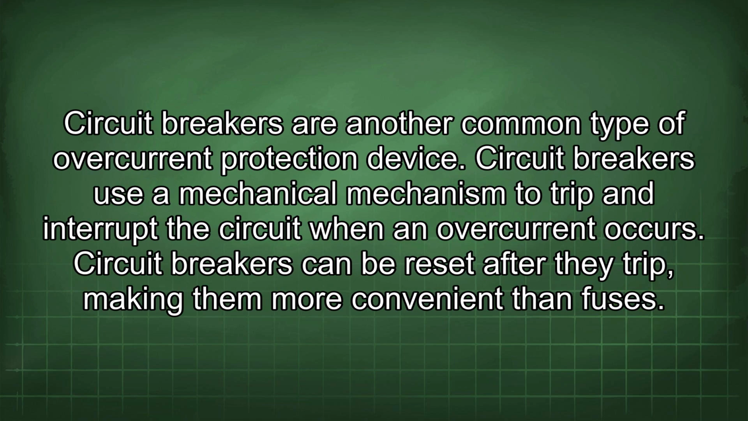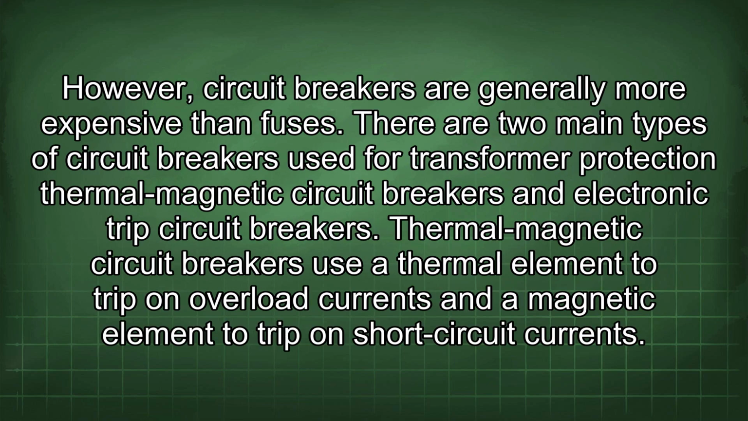Circuit breakers are another common type of overcurrent protection device. Circuit breakers use a mechanical mechanism to trip and interrupt the circuit when an overcurrent occurs. Circuit breakers can be reset after they trip, making them more convenient than fuses. However, circuit breakers are generally more expensive than fuses.